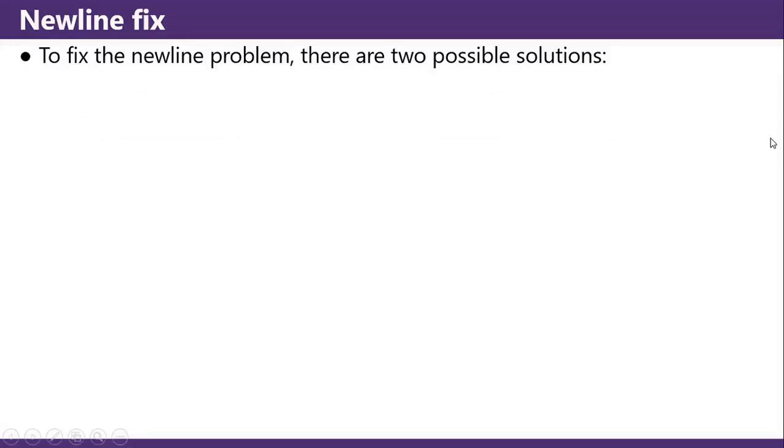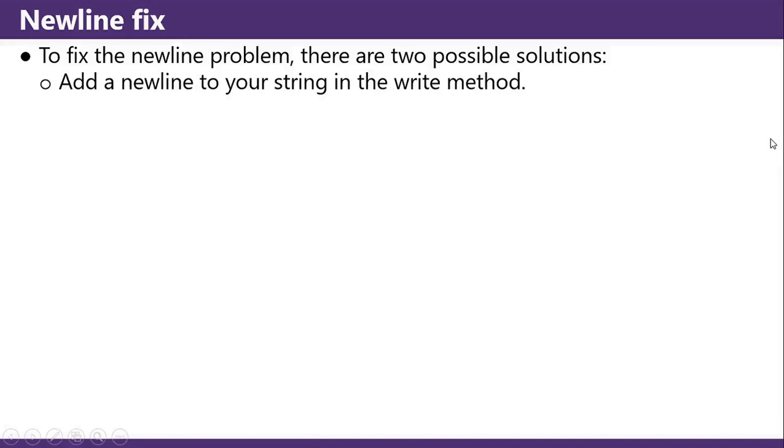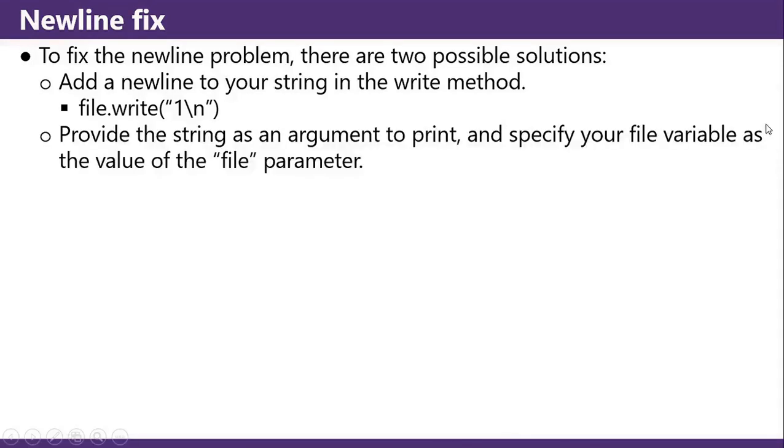Newline fix. To fix the new line problem, there are 2 possible solutions. Add a new line to your string in the write method, file.write(1 \n). Or provide the string as an argument to print and specify your file variable as the value of the file parameter. print(1, file=file).